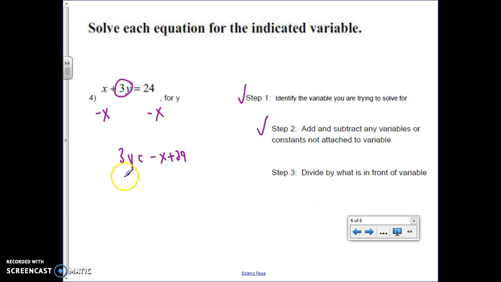Then step 3 is to divide everything by what's in front of the variable. So we want to divide by 3 on both sides. That is a 4, just so you know. All right, so your job right now is to check your answers, or do all the rest of the answers on the rest of this worksheet, and then you have another one to do for homework. See you tomorrow.